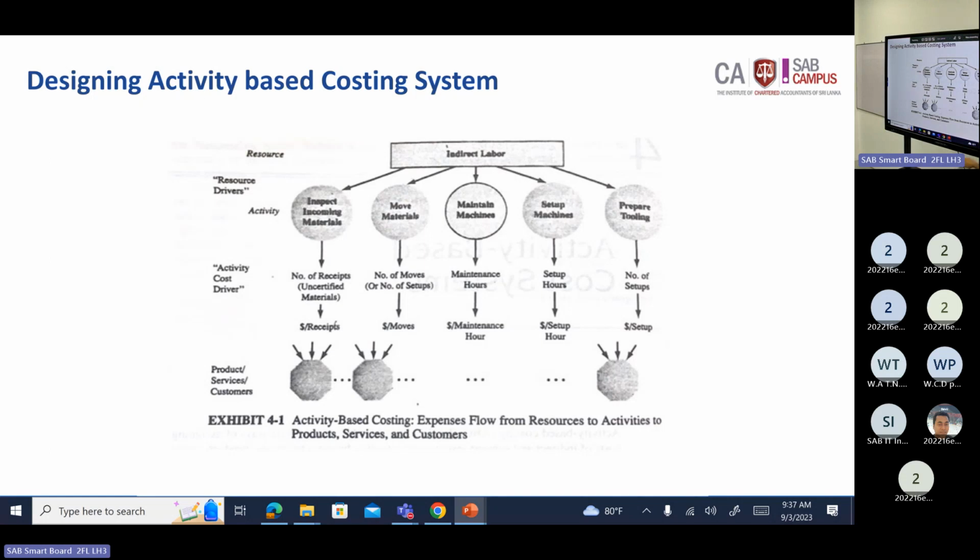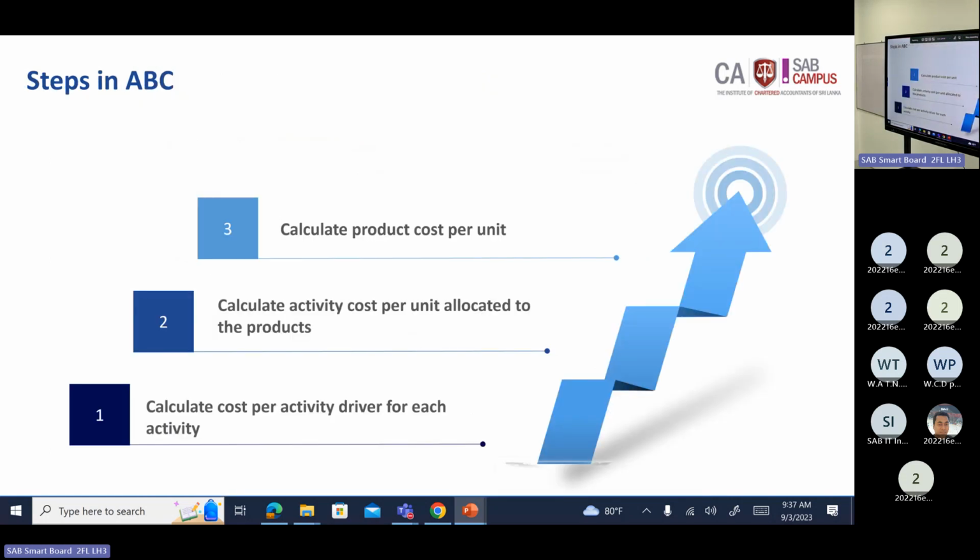So the steps in activity based costing you can take: first calculate the cost per activity driver for each activity.